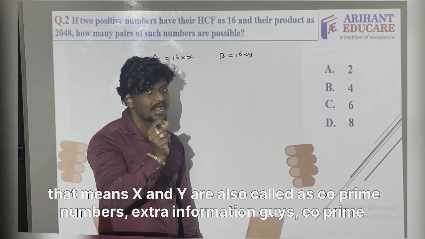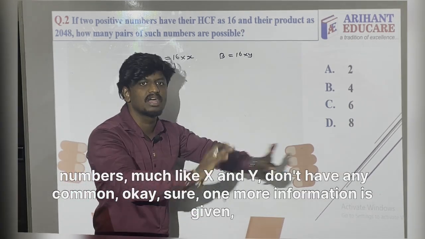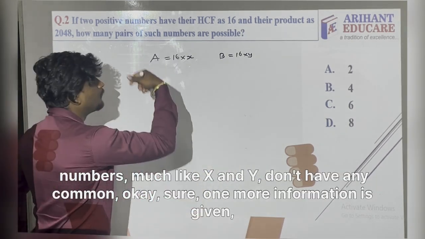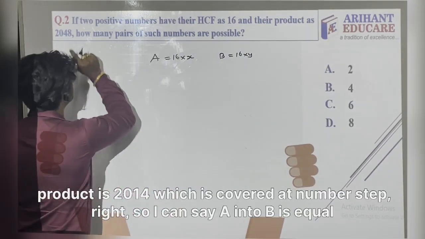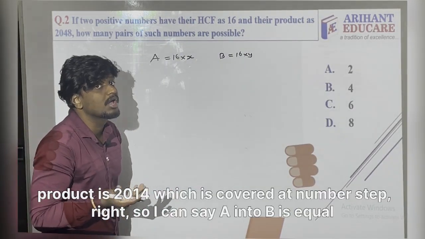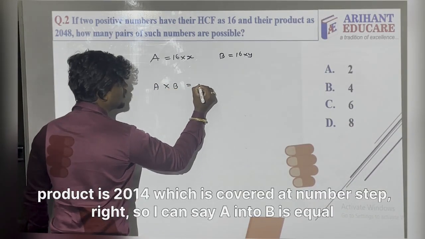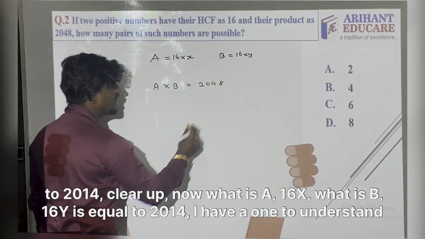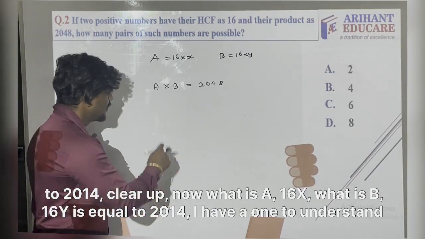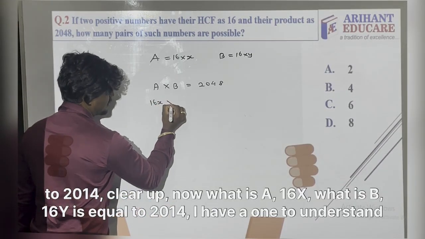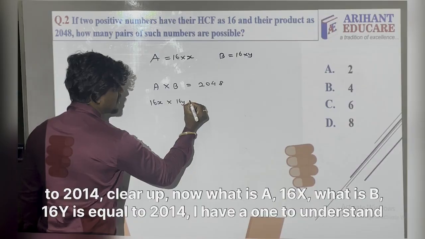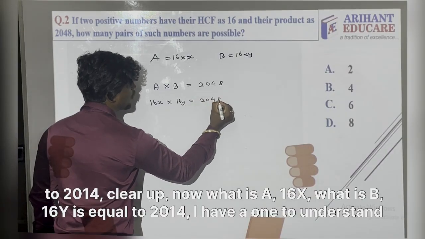Extra information, guys. Co-prime numbers. मतलब क्या? X and Y don't have anything in common. Okay? चलो. One more information is given. Their product is 2048. Which किसका product? Numbers का? Right. So I can say A into B is equal to 2048. Clear? Now, what is A? 16x. What is B? 16y is equal to 2048.